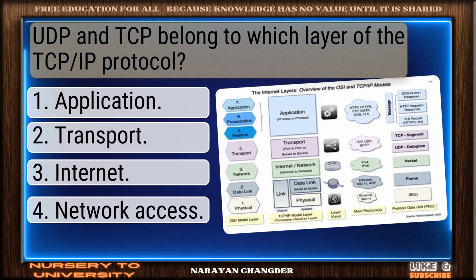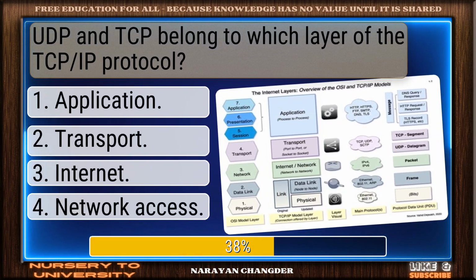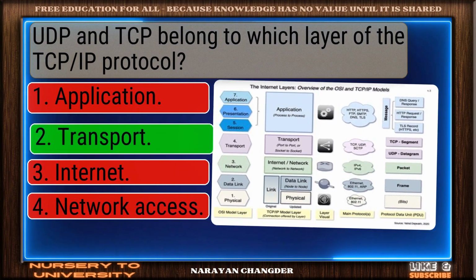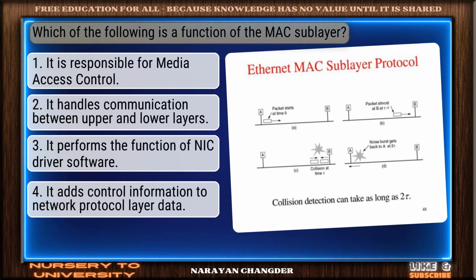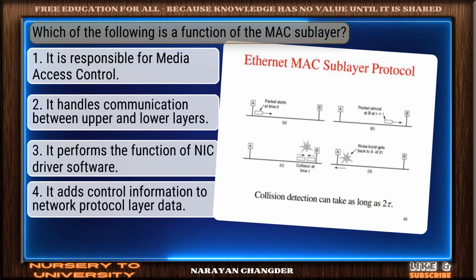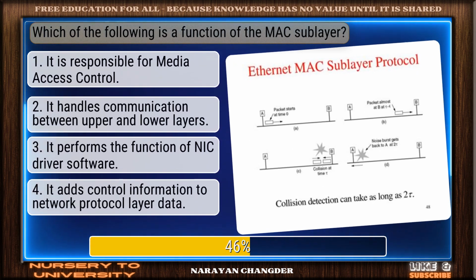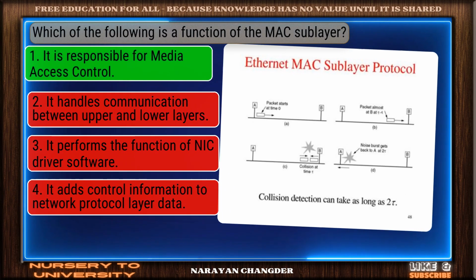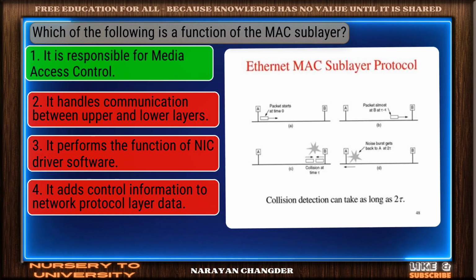Question number 15. UDP and IP belong to which layer of the TCP/IP protocol? Excellent. Transport is a brilliant choice. Question number 16. Which of the following is a function of the MAC sublayer? Correct. It is responsible for media access control is the right answer.